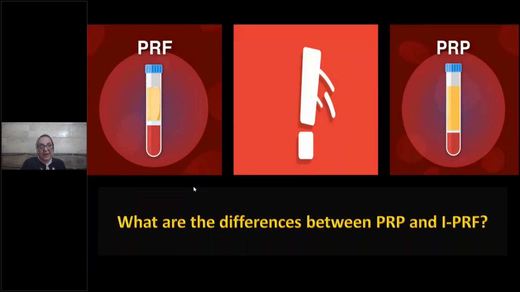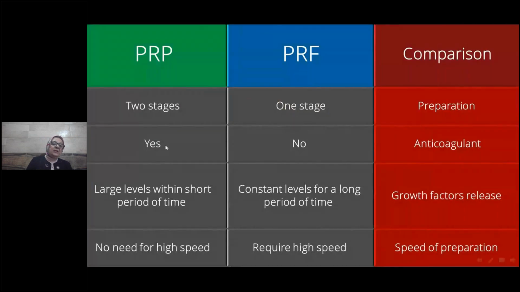What are the differences between PRP and PRF? PRP has 2 stages, while PRF has 1 stage. We have anticoagulant in PRP. We have no anticoagulant in PRF. Growth factor release has large levels within a short period of time in PRP, while in PRF we have constant levels for a long period of time. Finally, speed of preparation requires a higher speed in PRF than PRP.